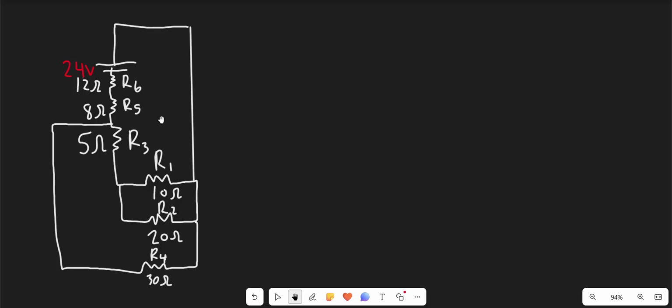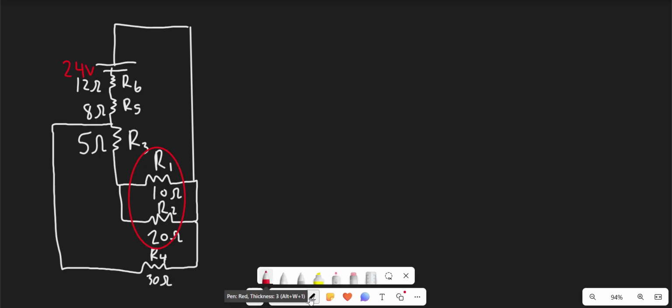So if you want to, feel free to pause the video and take a second to solve it. So the first thing we want to look for is to identify any parallel resistors which exist in the circuit, which in this case it does. So we have R1 and R2 right here. Let me circle it for you.